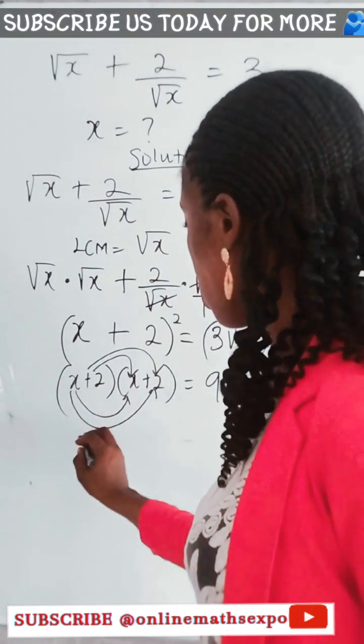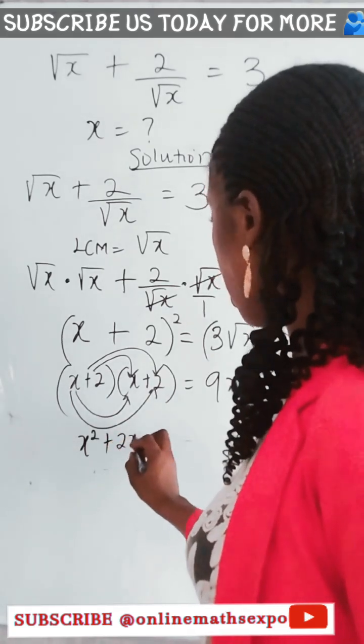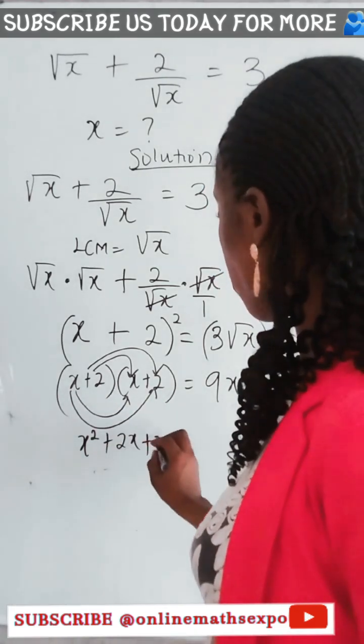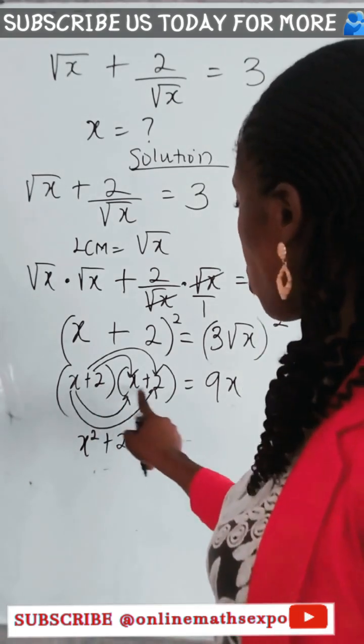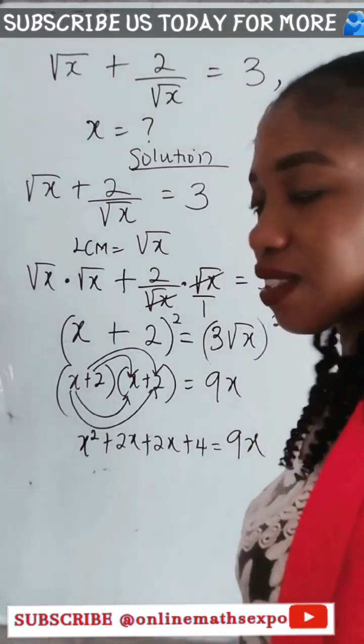x multiplies x will give us x squared. x multiplies 2 will give us 2x. 2 multiplies x will give us 2x. And 2 multiplies 2 will give us 4. Everything is equal to 9x.